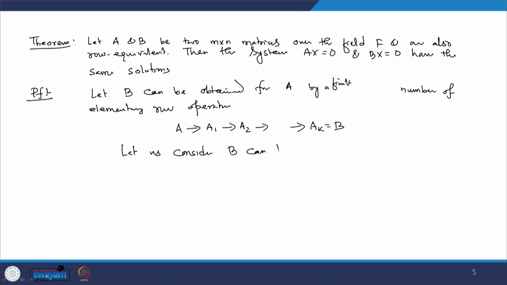Let us consider B can be obtained from A by one elementary row operation. When I am doing the elementary row operation, that may be elementary row operation 1, elementary row operation 2 or elementary row operation 3, the way I have defined. I mean multiplying some row by a constant, or replacing some row by adding to it another row multiplied by a constant, or exchanging the rows also. So, only one elementary operation has been used on A to obtain B.